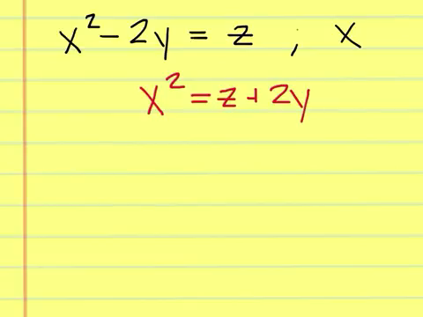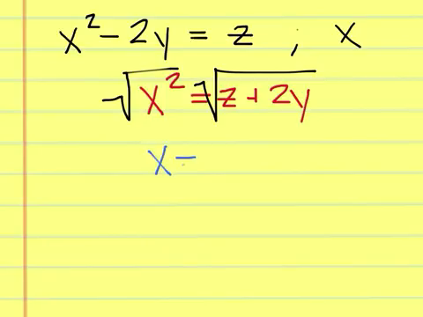Now, to get the x by itself, you must undo the square on the x. So you have to take the square root of this and the square root of that, leaving you with x equals the square root of z plus 2y.